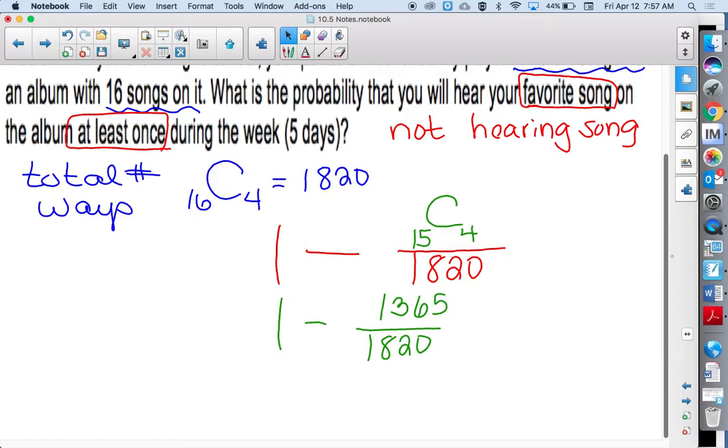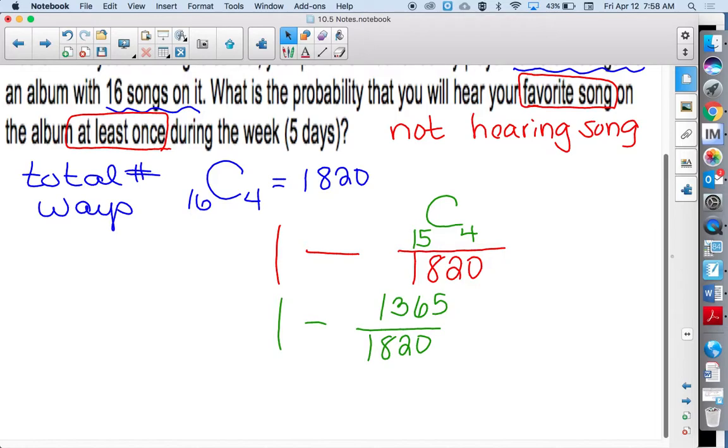So right now we have it set up that I'm finding the probability of not hearing my favorite song, which I would take 1 minus, this is the probability of not hearing my favorite song. So if I do the opposite of it, then I can find the probability of what we're looking for. However, this says during the week, and it has 5 days there. This would just be for day 1. This is the probability of me not hearing that favorite song on the first day. But we have 5 days.